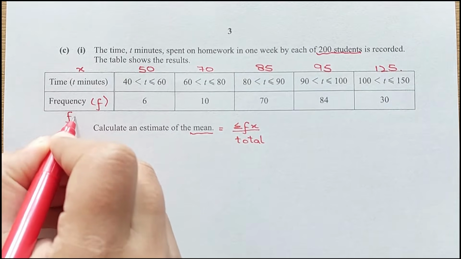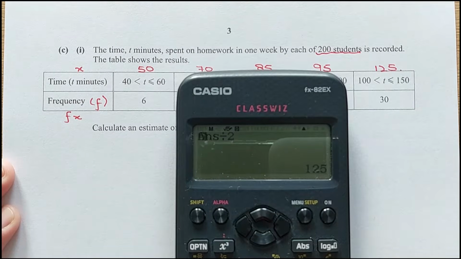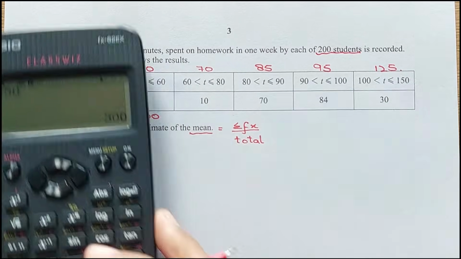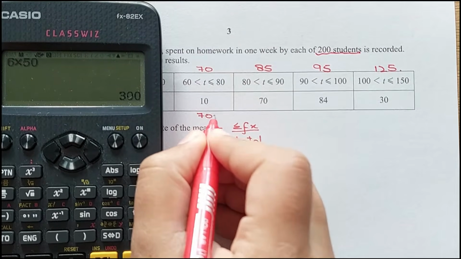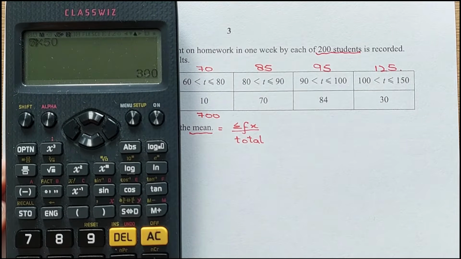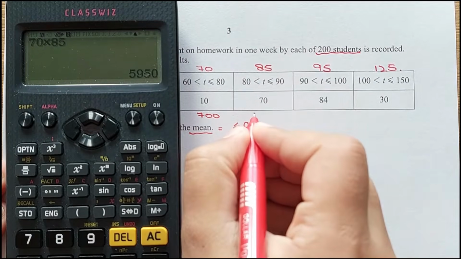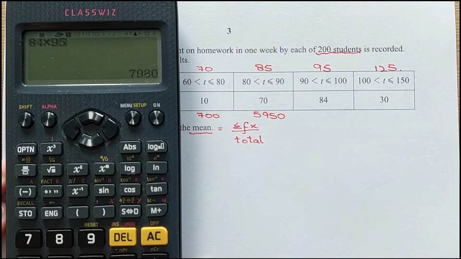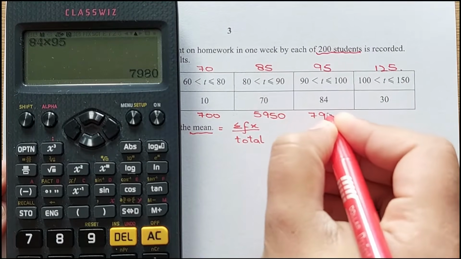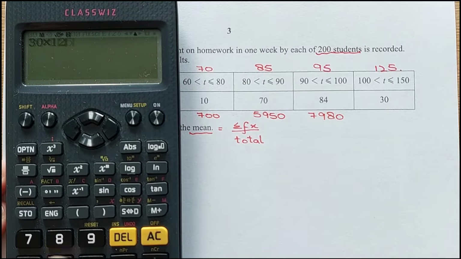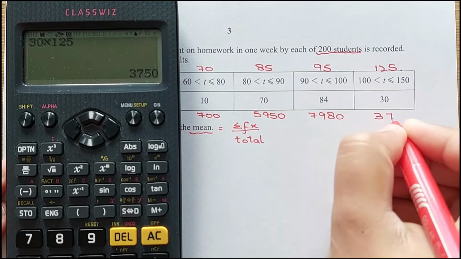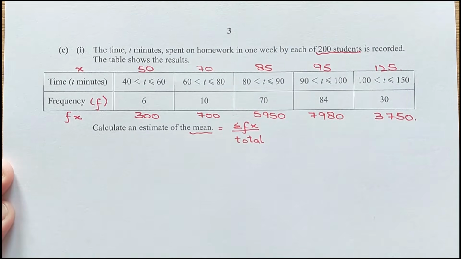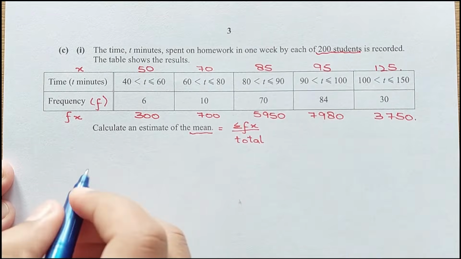So what is fx? 6 times 50, that is 300. 10 times 70 is 700. 70 times 85 is 5,950. 84 times 95, that is 7,980. And 30 times 125 is 3,750. Right. Now to find the mean, we have to add all of these fx and divide by 200.